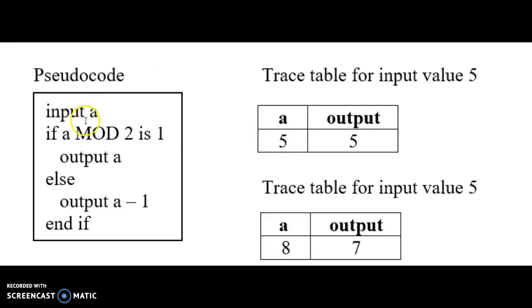If there were more than one variable, the variable here is A, we would have more columns in the trace table so that we could work out what is happening to each of those variables. The variables are actually held in memory, so you can think of a variable as being a location in memory that is having its value changed.